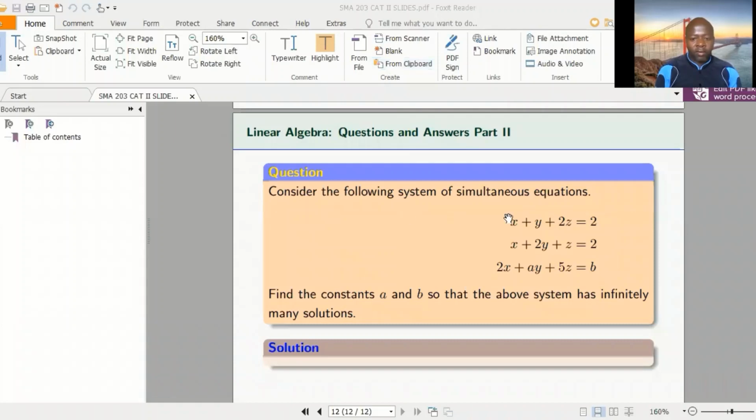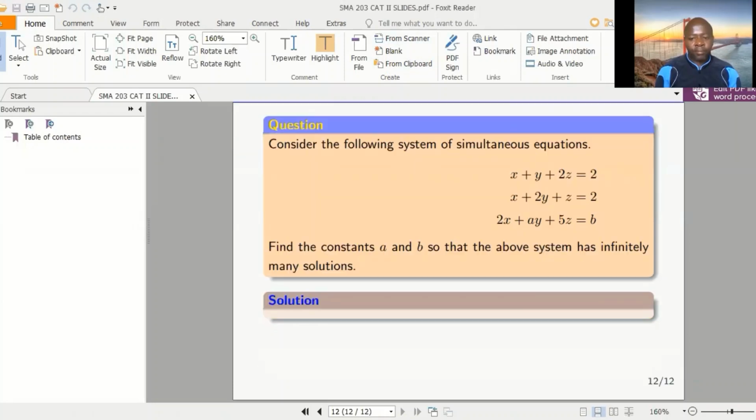The question is, consider the following system of simultaneous equations. Find the constants a and b so that this system has infinitely many solutions. And we looked at a similar question before in one of our videos. So let's see how to answer this question. So I want to reduce this system to echelon form. So the first equation remains the way it is. And I want to create a zero here. That means I subtract equation 1 from equation 2. So when I subtract equation 1 from equation 2, I have a 0 here.